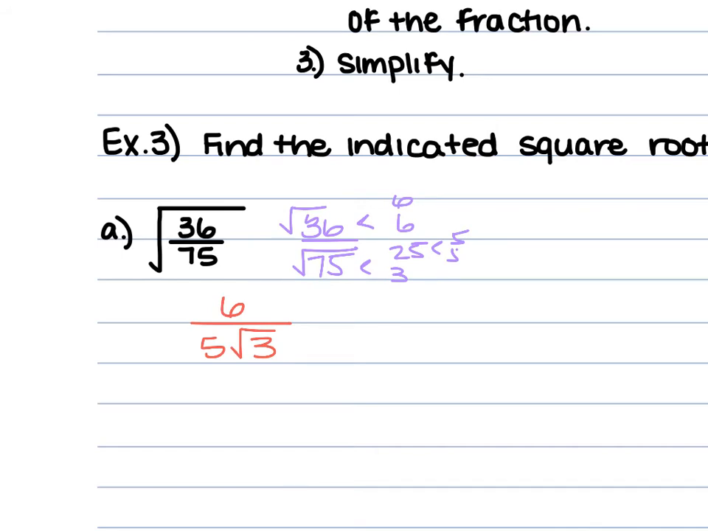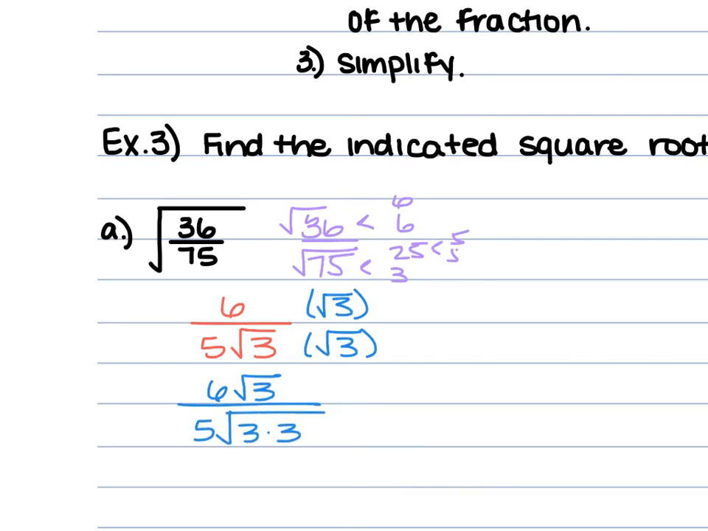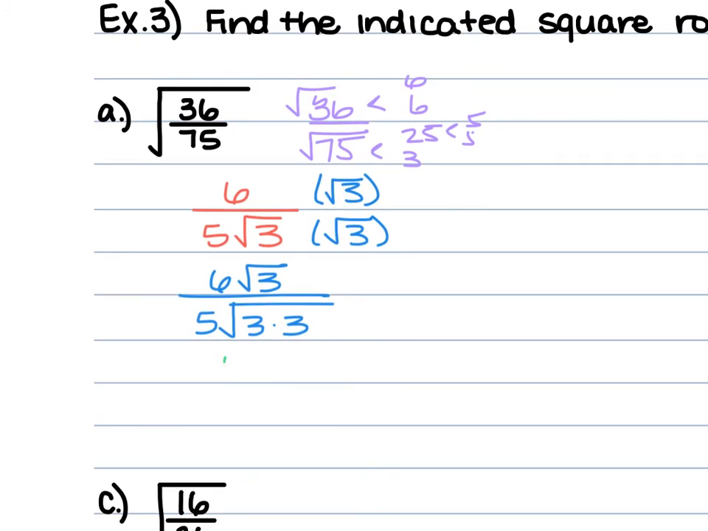The square root of 3 we cannot leave in the denominator, so we're going to multiply the square root of 3 by the top and the bottom. So this is going to give us 6 square root 3 all over 5 times the square root of 3 times 3, which is the square root of 9, which is also just 3. So 6 square root 3 over 5 times 3, which is 15. The 3 can simplify with the 6 to become 2 and 1. So it's just 2 square root 3 over 5.